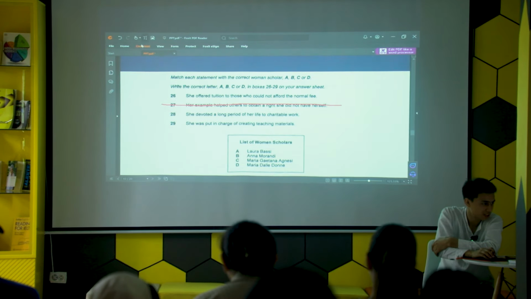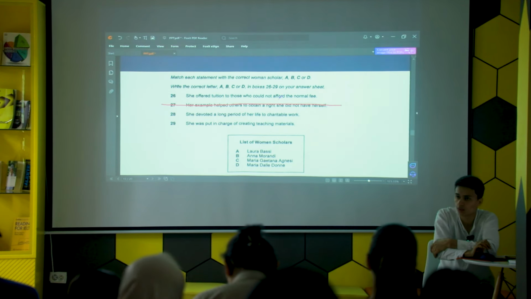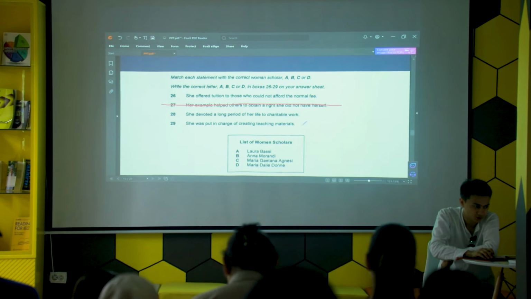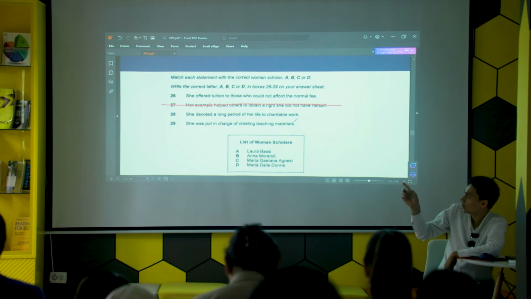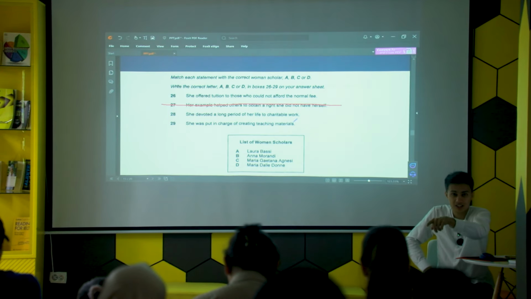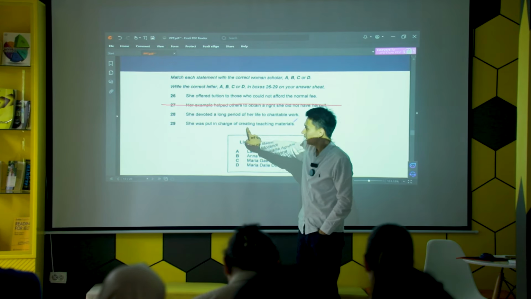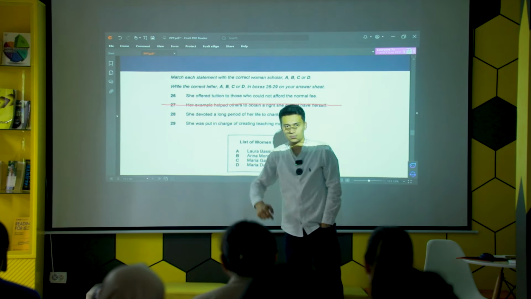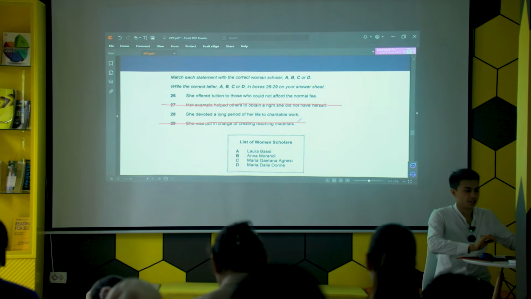Okay, what did Morandi do? Which one? Did she offer tuition at the normal fee? No. What about charitable work? There's no way. The answer is B. 29B. Read 29: she was put in charge of creating teaching materials. Chief, model maker. Look at the part about maker, creating teaching materials, model. In charge of. Thank you. Clear? So this is also now eliminated.